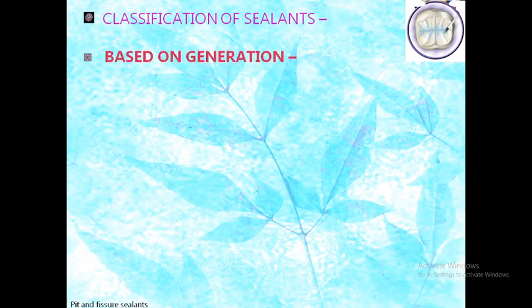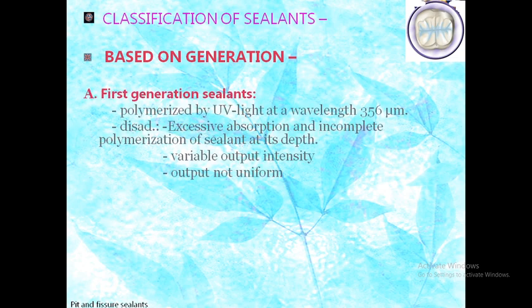Coming to the classification of sealants, it is first based on generations. The first generation sealants are polymerized by ultraviolet light at a wavelength of 356 nanometers. The disadvantages are excessive absorption and incomplete polymerization of the sealant at its depth. It also gives variable output intensity, and the output is not uniform, which is also a disadvantage.